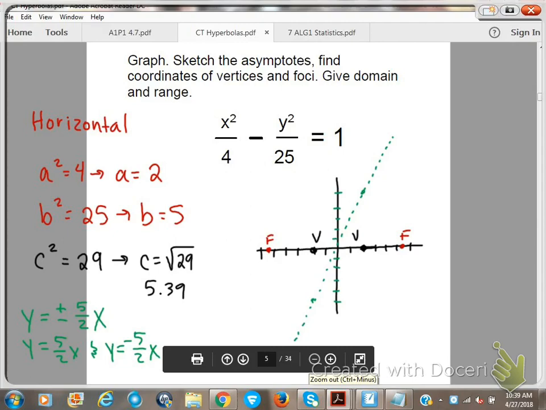Your asymptotes are always going to make an X. Then for the other one, you still start at the origin, then you go down 5 and over 2. Everyone okay with what we've done on this picture so far? Okay, so now we just have to draw the actual hyperbola.